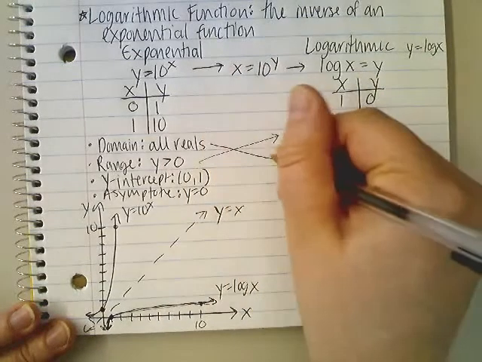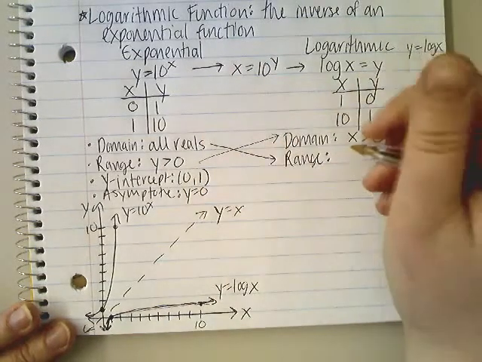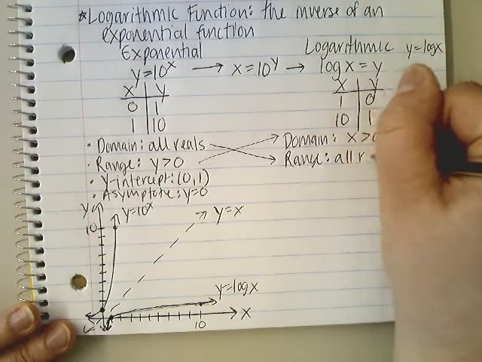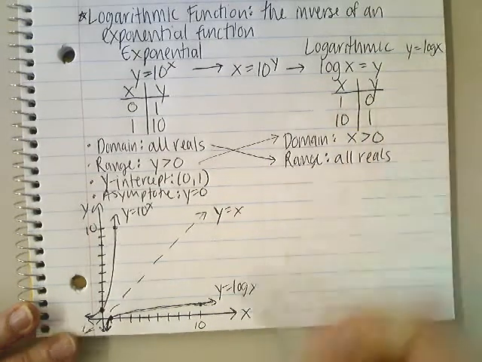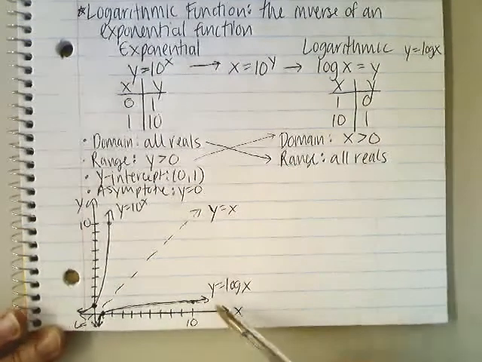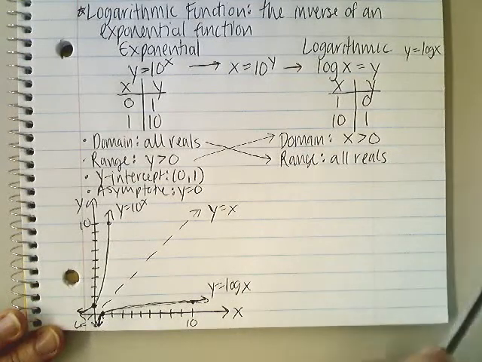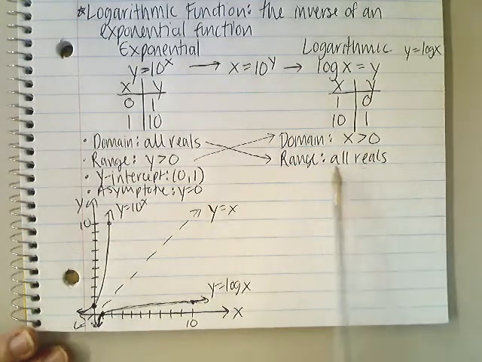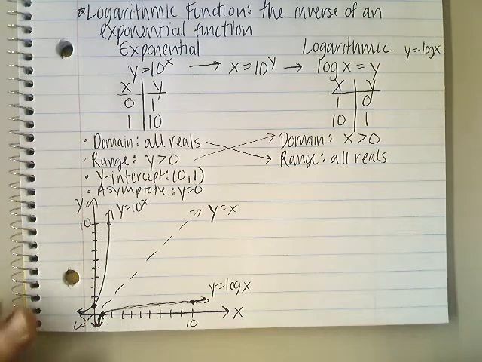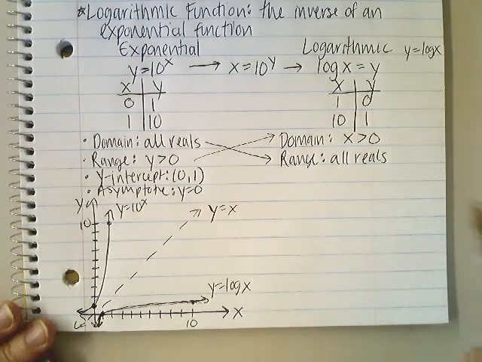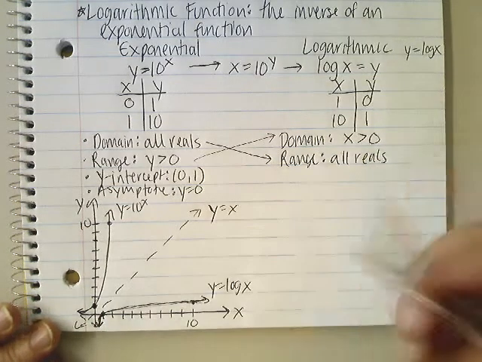The range is going to be the domain of the previous one though. So now my range for my logarithmic function is all reals. So if you think about this, while it might not look like it, this is going to go up very, very slowly, but it's going to go up forever. So your range is all reals and it also goes down forever. So your domain and range from the exponential switch.